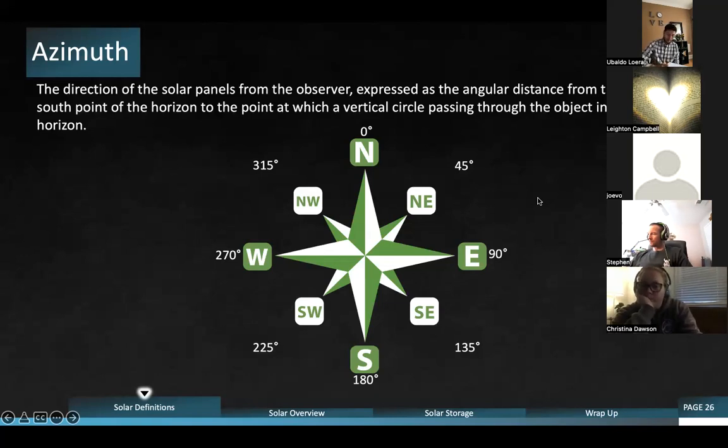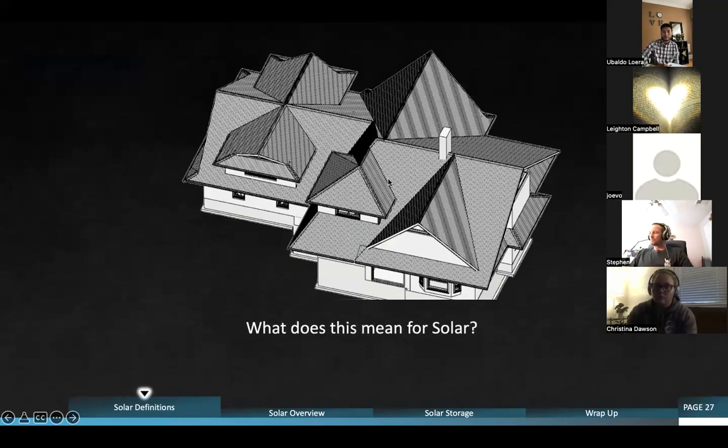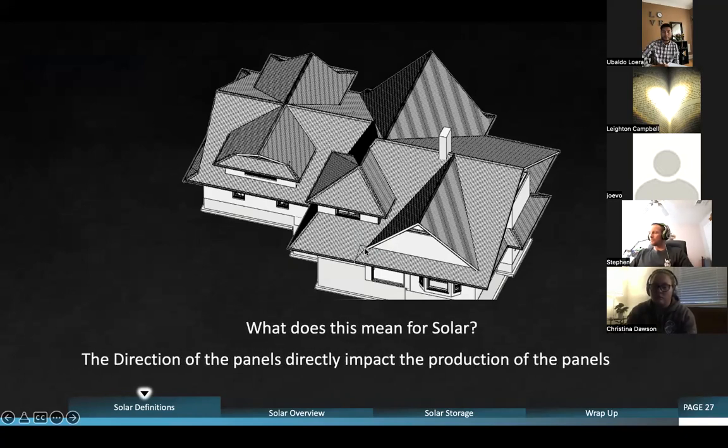So how does this work? Well, if we're looking at a roof, and you open up your maps right now, you're actually looking at north, south, east, and west the second your map's open. You're always going to be looking at the north point at the very top of your phone. So what does this mean for solar? It's the direction of the panels, which directly impacts the production of the panels. That might be on the test. So does the direction of the panels impact the production? Yes, 100% it does.